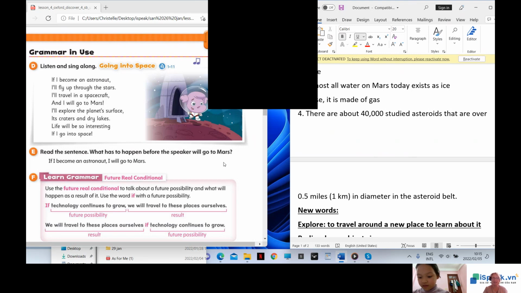And before that, what does the first sentence say? I'll explore the planet's surface. The first sentence, what does the first sentence of the song say? If I become an astronaut. Yes, he must first study to be an astronaut before he can go to Mars. Can I go to Mars? No, because I'm not an astronaut.